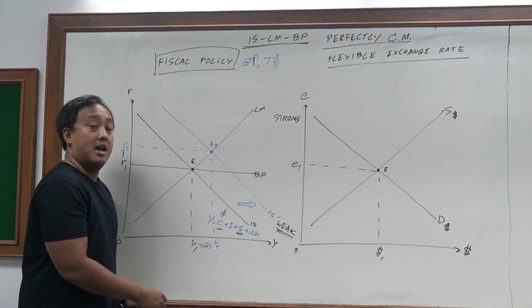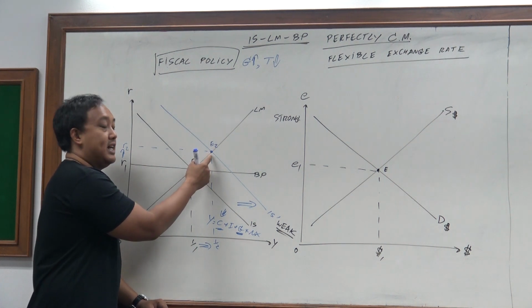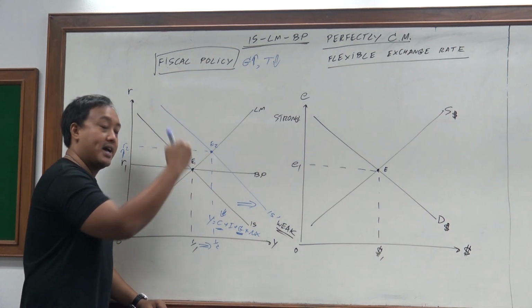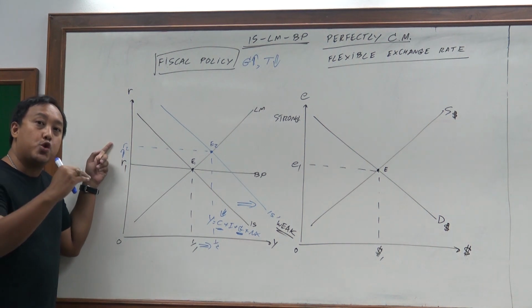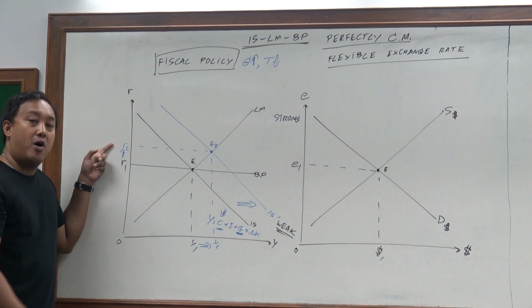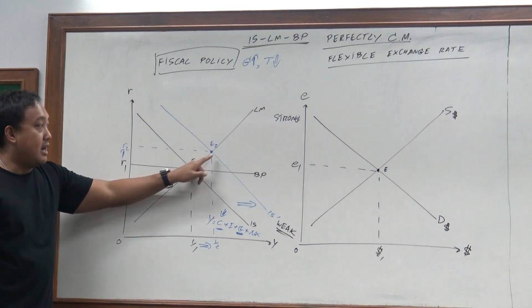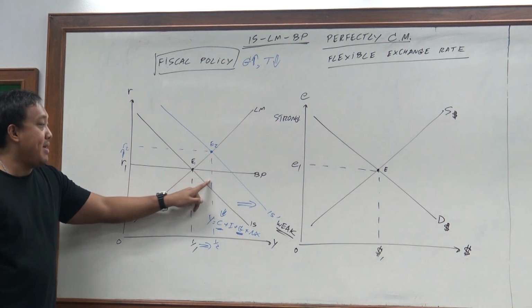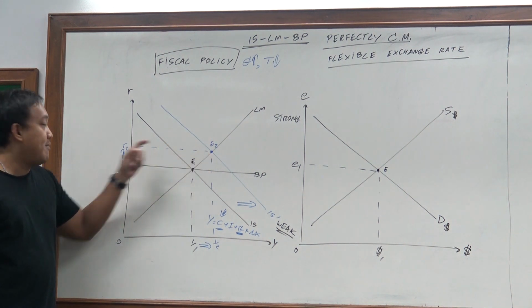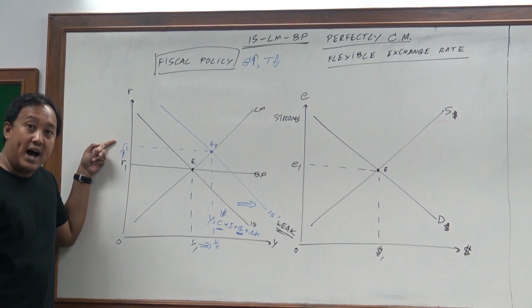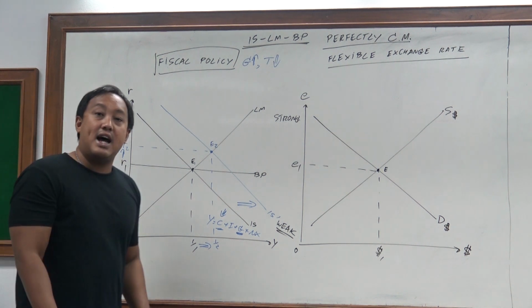What does it mean? The new equilibrium point E2 being located above the BP curve means that the new real interest rate R2 is too high, higher than normal. Still remember, right? The new equilibrium point doesn't lie on the BP curve, it's located above it. The real interest rate R2 is too high.